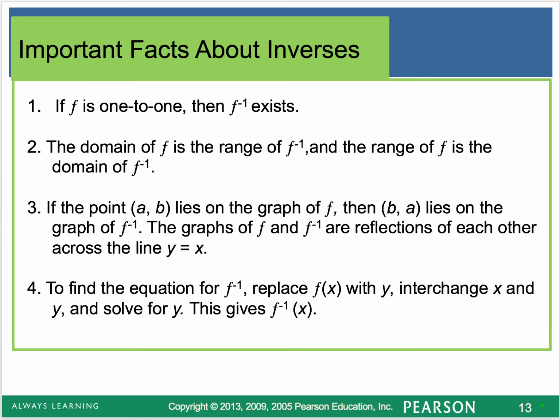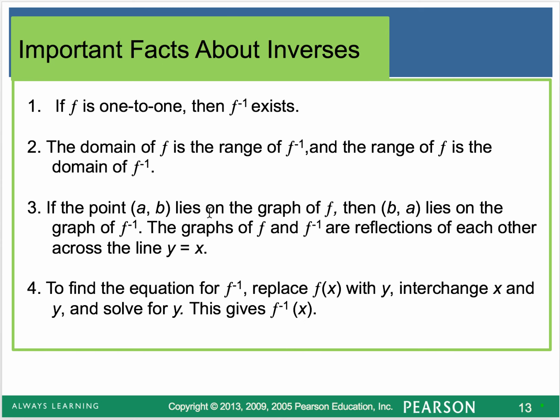Okay, so here's some important facts about inverses. I think this is probably our last slide. If f is one-to-one, then it has an inverse, which means if it's not one-to-one, it doesn't have an inverse. The domain of f is the range of f inverse, and the range of f is the domain of f inverse, and we just saw why that's useful.